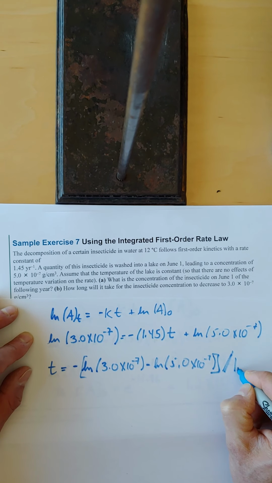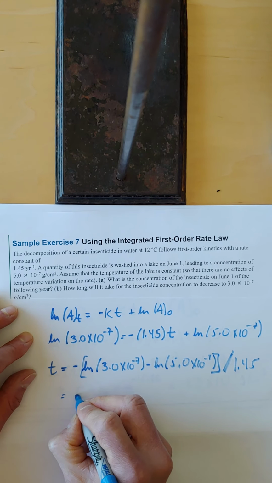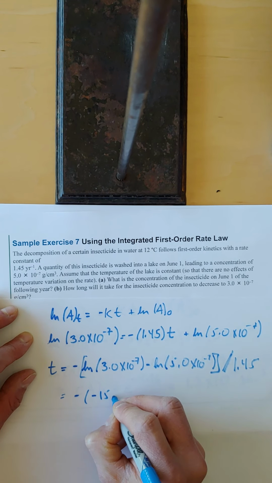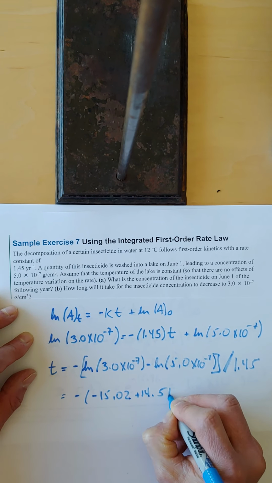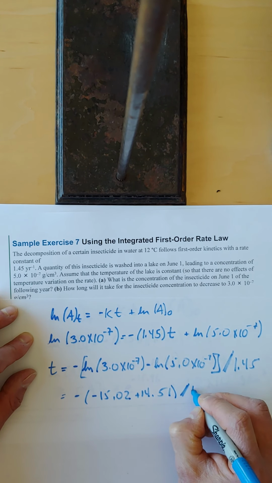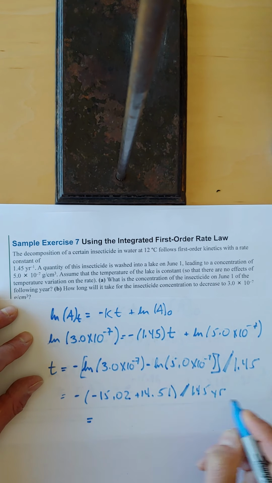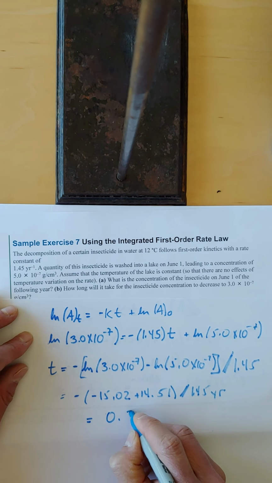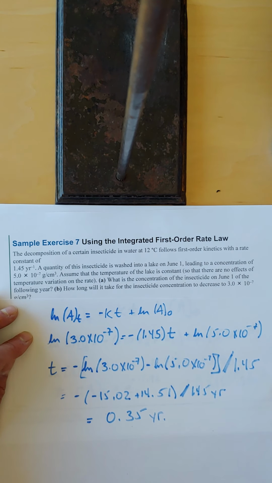divided by my k of 1.45, and that equals minus 15.02 plus 14.51. Those are my two values there. Divided by 1.45 years, and that's going to equal a total of 0.35 years. So it's going to take about a third of a year for the concentration to decrease to my value of 3 times 10 to the negative 7th.